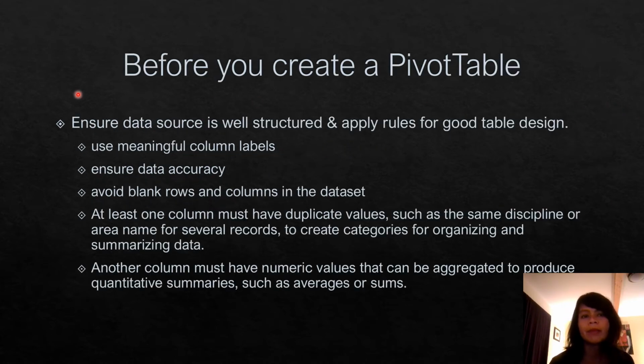Now, before you create a pivot table, make sure that the data source is well structured, and good rules for table design have been applied. A few of these things are using meaningful column labels, ensuring data accuracy, avoiding blank rows and columns in the data set, and making sure that at least one column has duplicate values, such as the same discipline or area name for several records, to create categories for organizing and summarizing data. Another column must also have numeric values that can be aggregated to produce quantitative summaries like averages or sums.